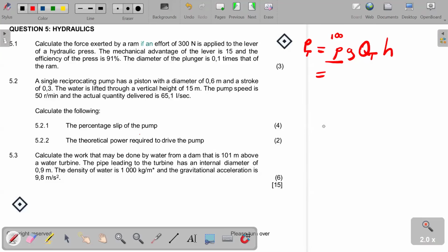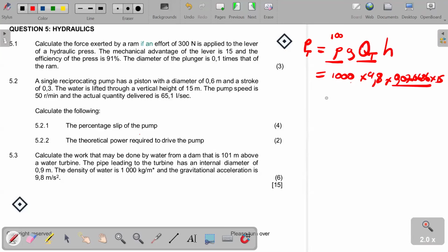So that's our density there. In this case, it's 1,000 multiplying 9.8 multiplying our quantity, which must be in cubic meters, so it's 0.070686, multiplied by the height 15. Right now it is in cubic meters, the way it is.